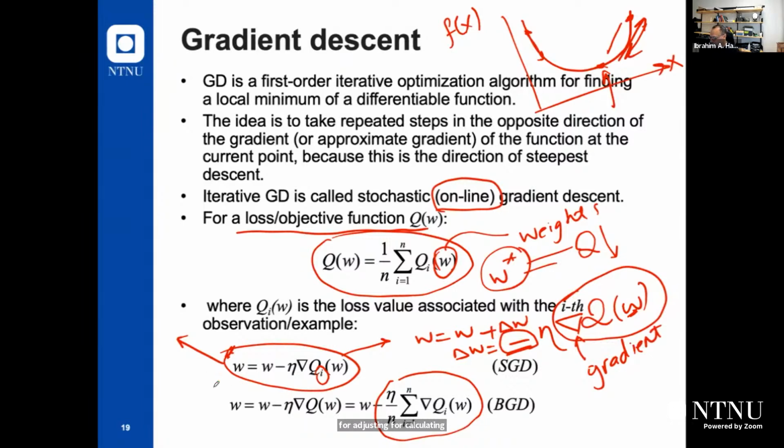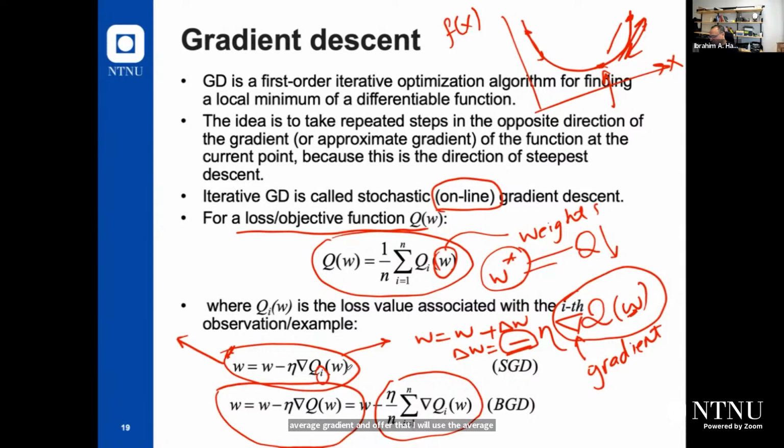But if you use batch gradient, in this case we need to calculate the average gradient over the batch, or the mean gradient over the batch. I need to calculate the gradient for each example. And then when I finish that batch, I need to calculate the average gradient. After that, I will use the average gradient for calculating delta omega.